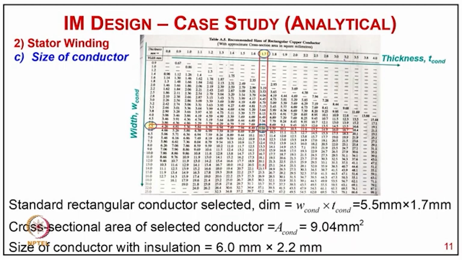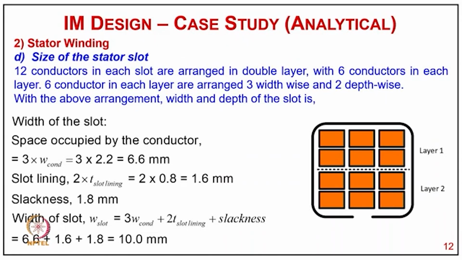The size of the conductor with the insulation, we have an insulation over it, so it typically comes in place of 5.5 it goes to 6 millimeter, and in place of 1.7 it goes to 2.2, because we have a 0.5 thickness insulation over it on both sides.